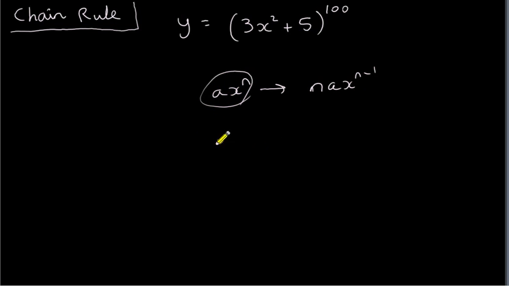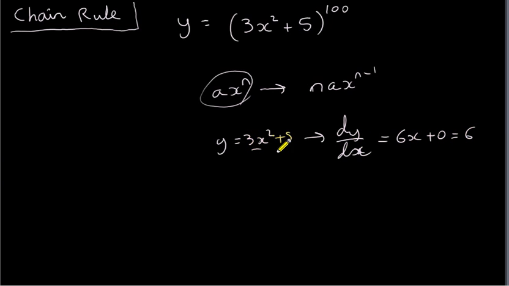So for example, if we have the function y equals 3x squared plus 5, we learnt that dy/dx is got by differentiating 3x squared to give 6x, and differentiating plus 5, which is a constant, its derivative is 0. So if we have several terms, we just differentiate each term. 5 actually is a constant, and we learnt that the derivative of a constant is 0.